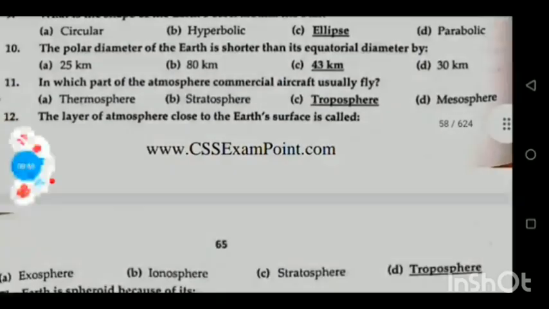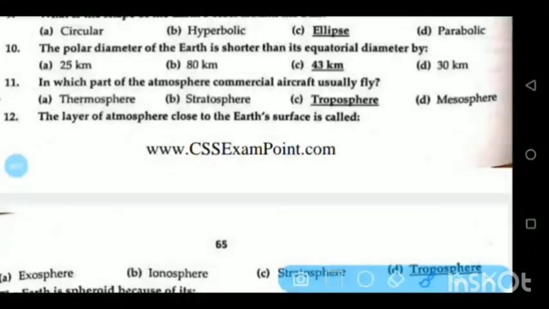What is the shape of the Earth's orbit around the Sun? Ellipse. The polar diameter of the Earth is shorter than its equatorial diameter by 43 km. In which part of the atmosphere commercial aircraft usually fly? Troposphere. The layer of atmosphere close to Earth's surface is called troposphere.